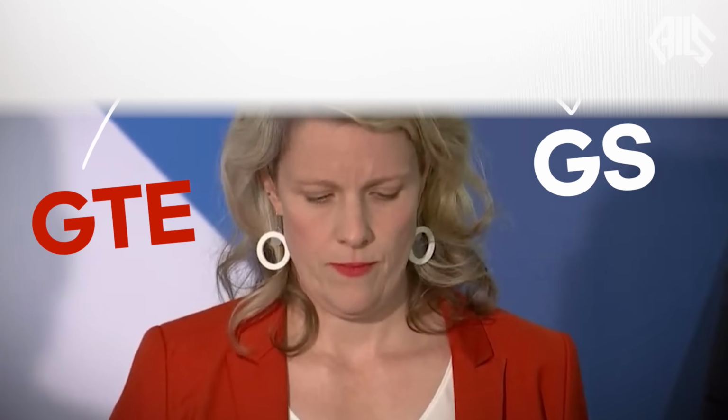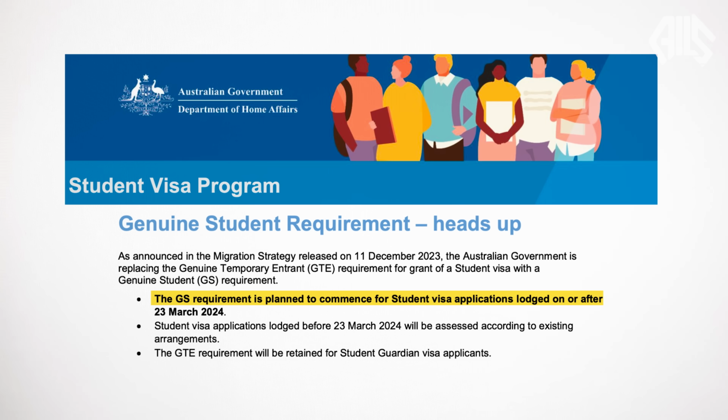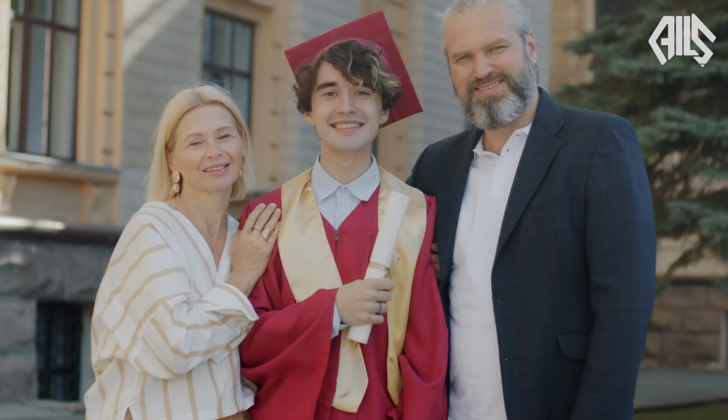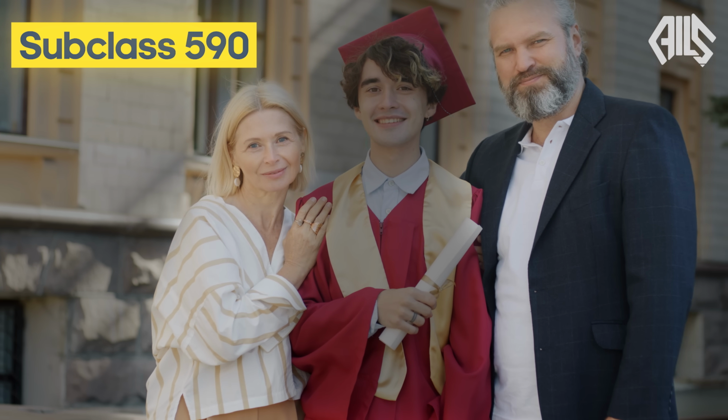Finally, as announced in the Migration Strategy release on the 11th of December last year, the Australian Government is replacing the Genuine Temporary Entrant requirement, known as the GTE, for the grant of a student visa with the Genuine Student requirement. The GS requirement is planned to commence for student visa applications lodged on or after the 23rd of March. Those student visa applications lodged before the 23rd of March will be assessed according to existing arrangements. When it comes to student guardian visa applicants, the current GTE will continue to be applied.